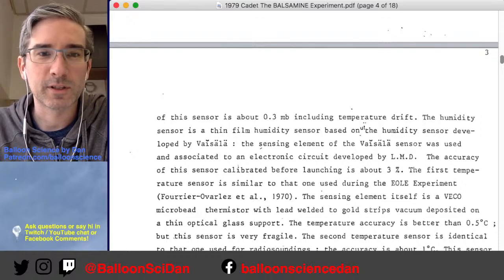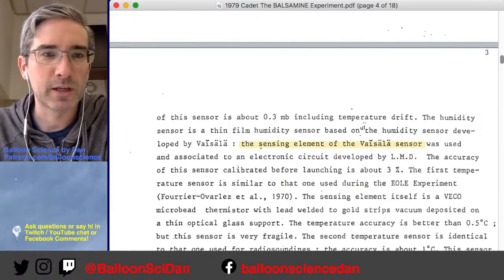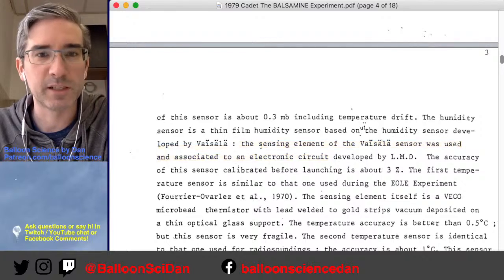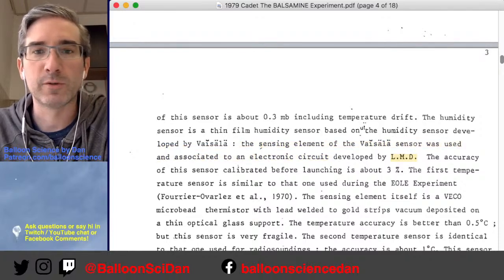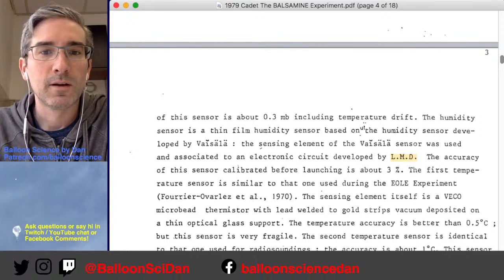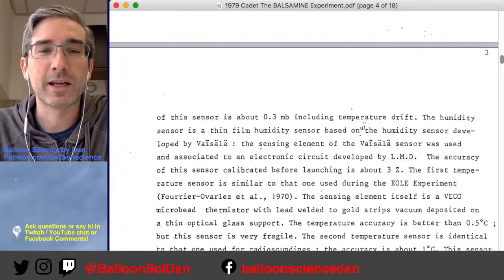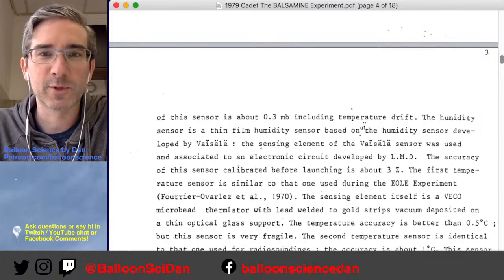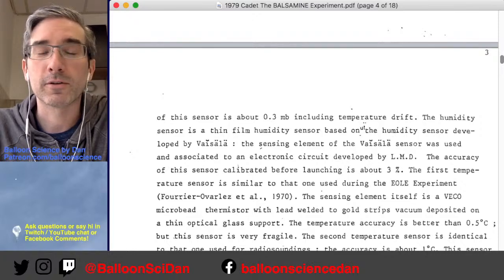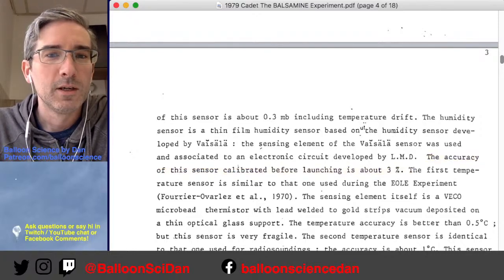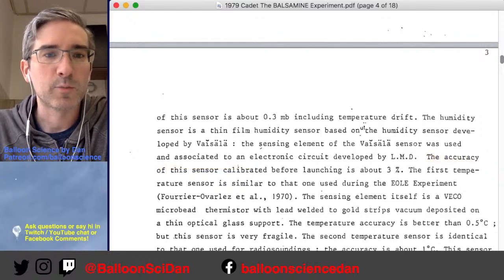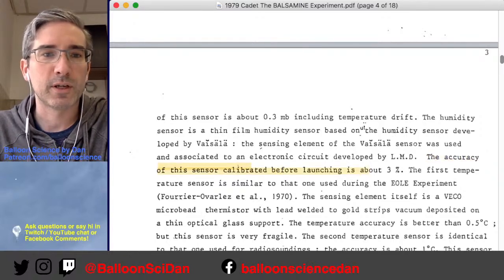The sensing element of the humidity sensor was used and associated to an electronic circuit developed by LMD, again, the French Meteorological Laboratory. I had the pleasure to visit them about, going on 8 years ago now. Visited Albert, I've forgotten your last name for the moment. Herzog, Albert Herzog, I believe. The accuracy of this sensor, calibrated before launching, is about 3%.